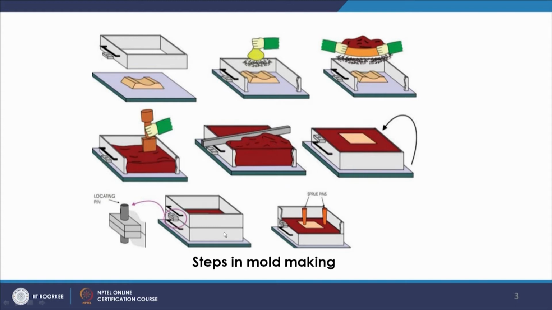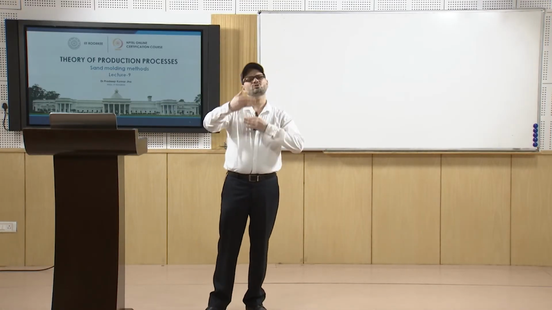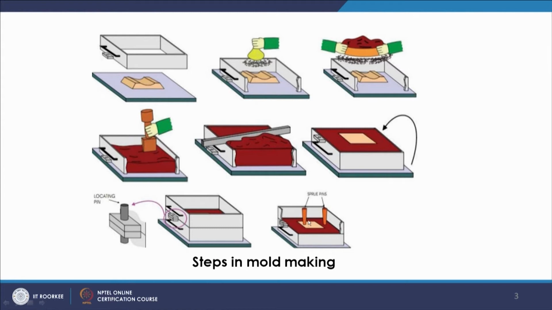Now, you remove the pattern from that. Once you remove the pattern, you have the cavity ready. You have to invert it, and then this pattern is removed from here, leaving a cavity. This way you are making the cavity. Similarly, you have the second half, where you also make the cavity, and then both the boxes are joined, and you will have the sprue pins there, for pouring, and one will act as the riser.